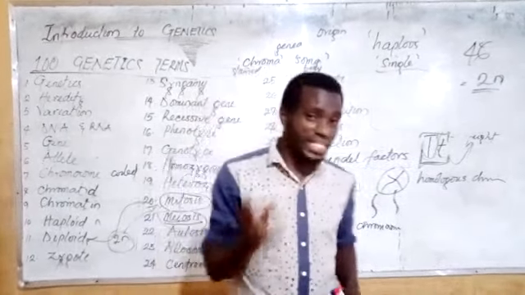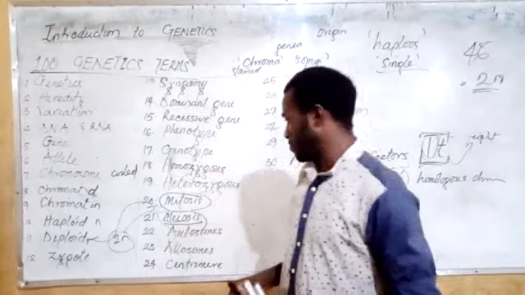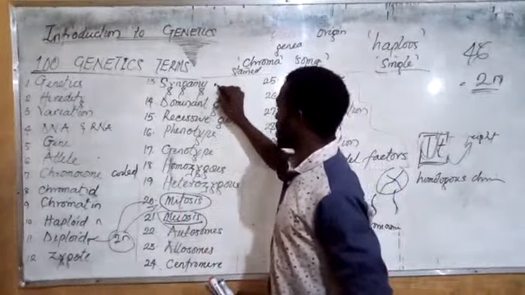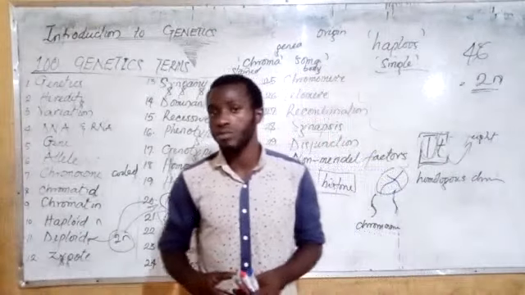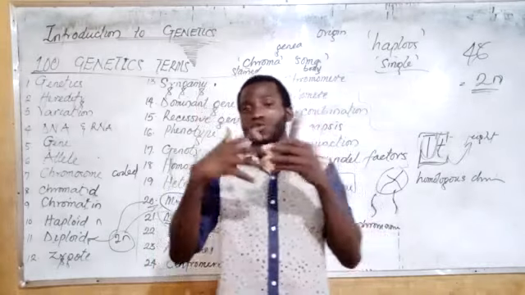That is, they are gametic cells. So if they are gametic cells, it means that there has to be a syngamy at the end of the day. Syngamy means a fusion, which means a fertilization. So now there has to be a fusion of two nuclei.